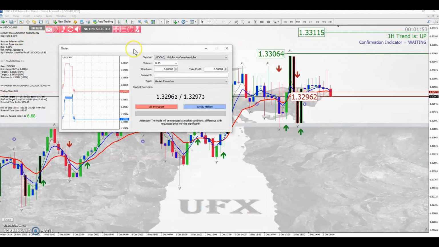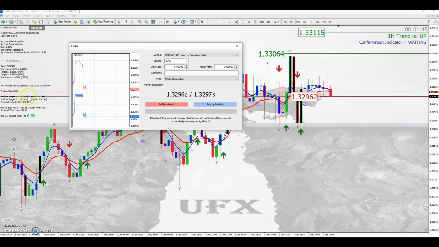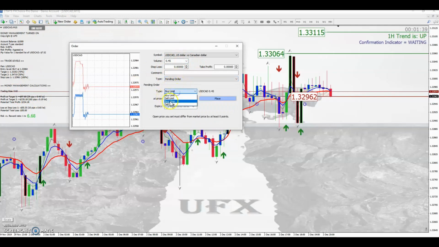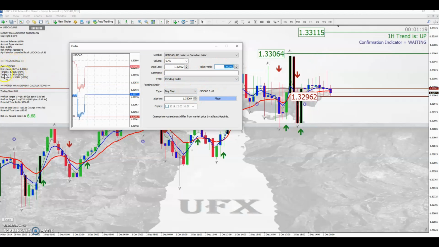Click on new order, USD CAD. You can see our first one here is going to be 0.45 lots. We're going to be doing a pending buy stop at 1.33064, and our stop loss is going to be at 1.32962. And then our first take profit, you can see we got our trade levels right here for us, is going to be at 1.33353.